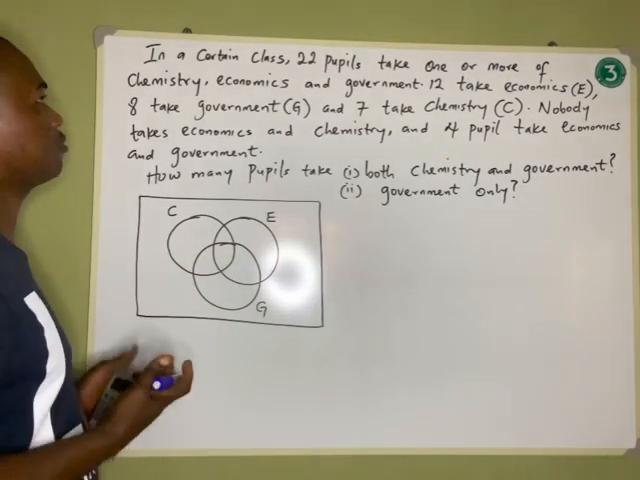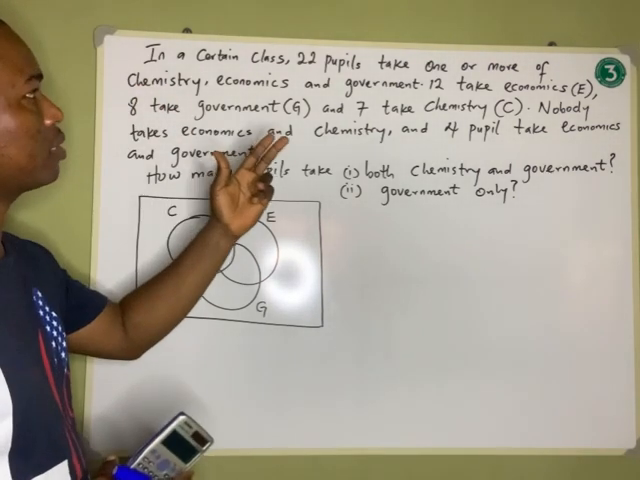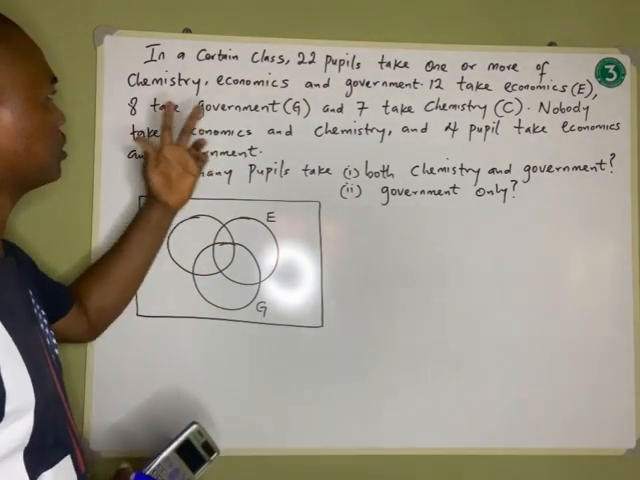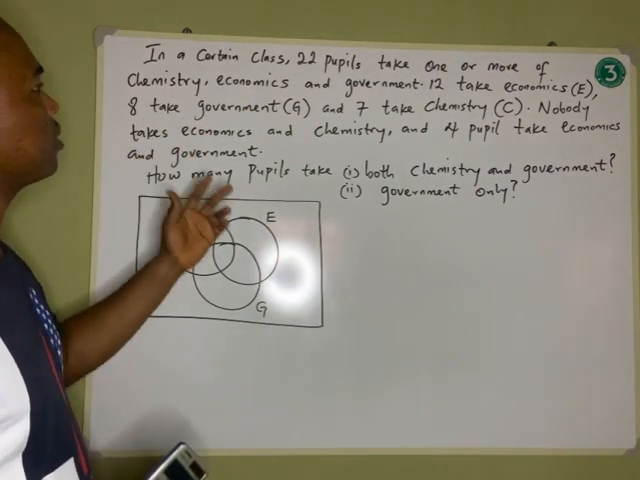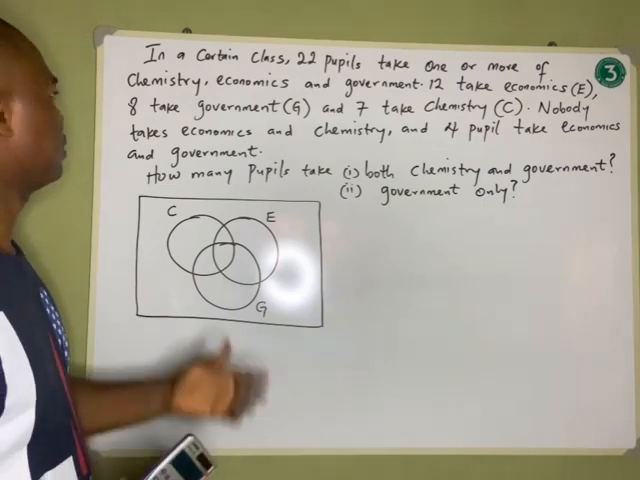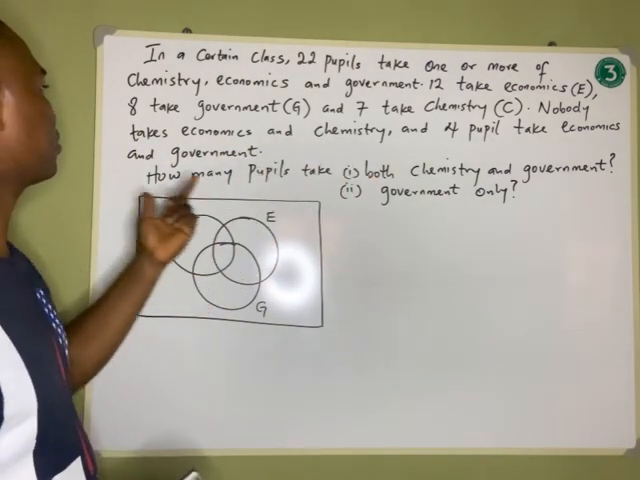Now, let's solve this question. In a certain class, 22 people take one or more of chemistry, economics, and government. 12 take economics, 8 take government, and 7 take chemistry. Nobody takes economics and chemistry, and 4 people take economics and government.